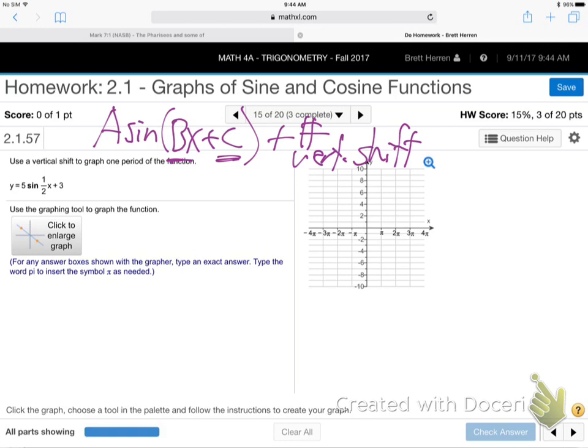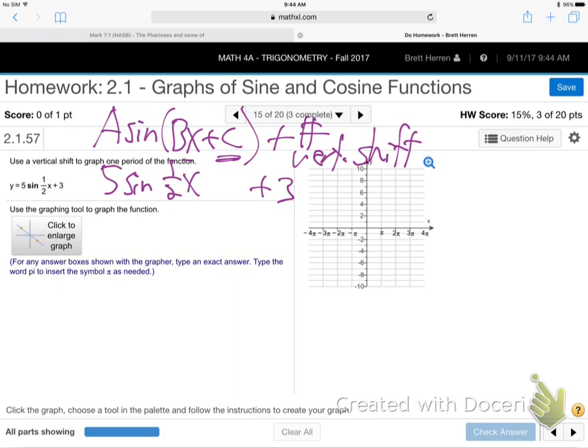You could call it D if you wanted to. I don't think they do anything formal. But anyway, in this one, we have 5 sine. We don't have parentheses, so it's just a half x, and then there's this 3, which is a vertical shift. So C is really 0. Go ahead, give that a try then. Your C is 0. The 3 is a vertical shift number because it's not in the parentheses.